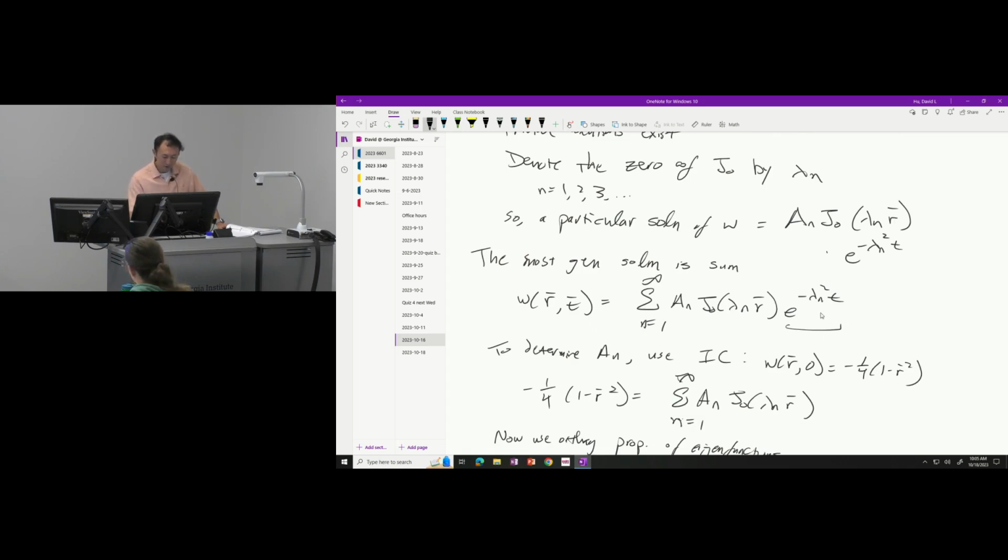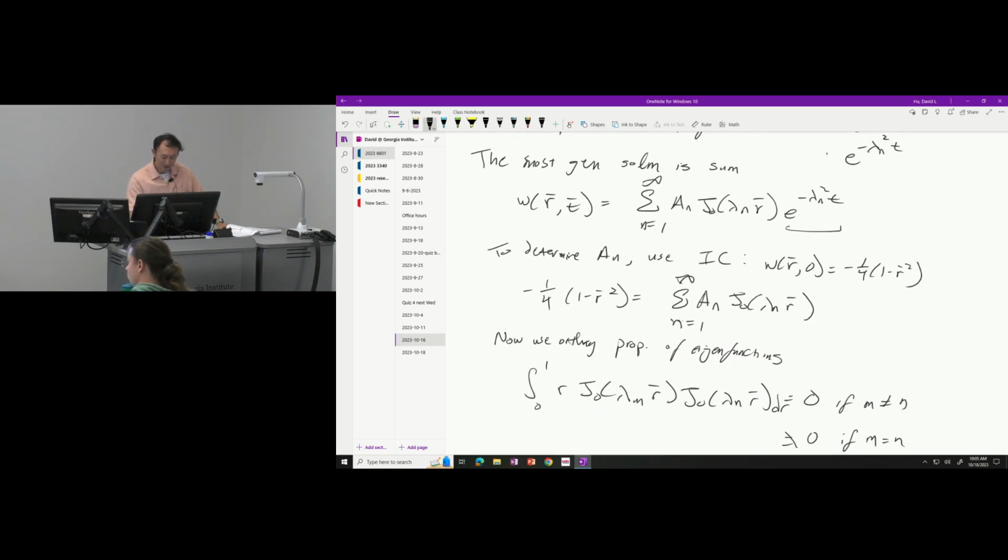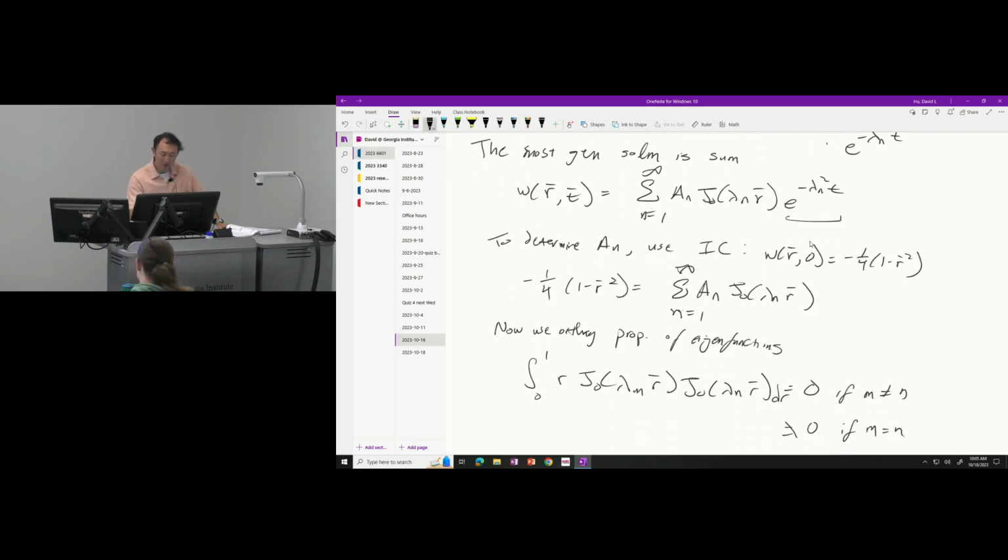So let's apply the initial condition to figure out what A sub n is. The initial condition, remember I said the transient has to cancel out the steady state so that we have 0 fluid flow in the beginning. So we have that on the left-hand side, and then we substitute t equals 0. So that's why the exponential didn't show up here.